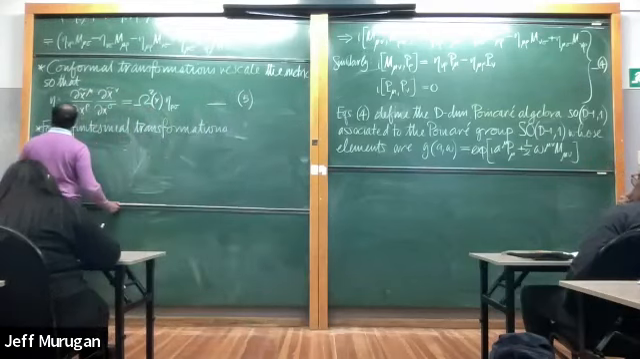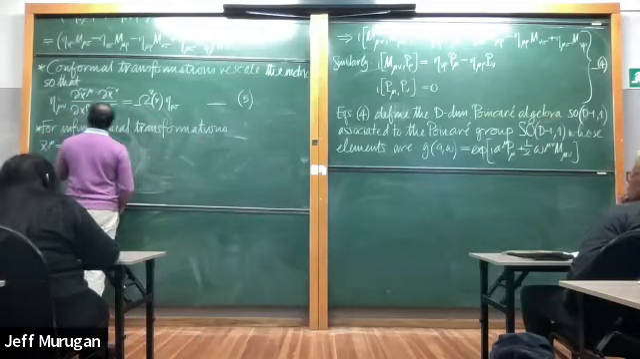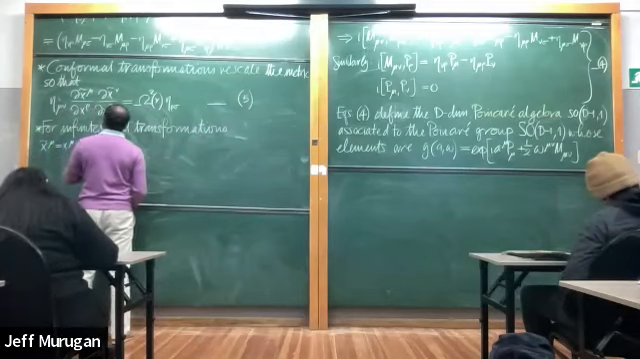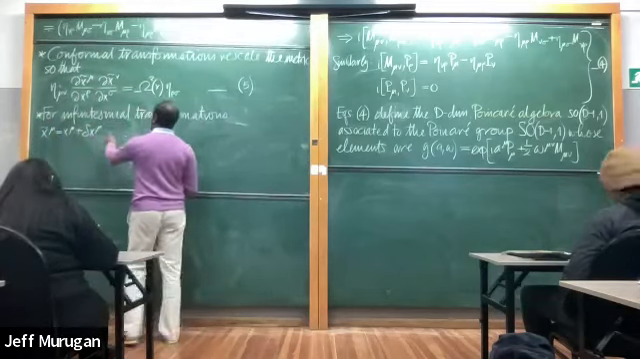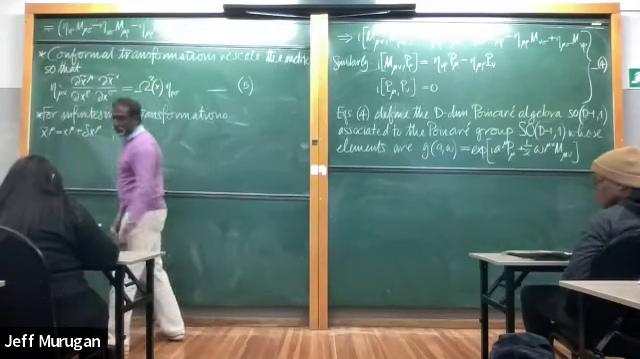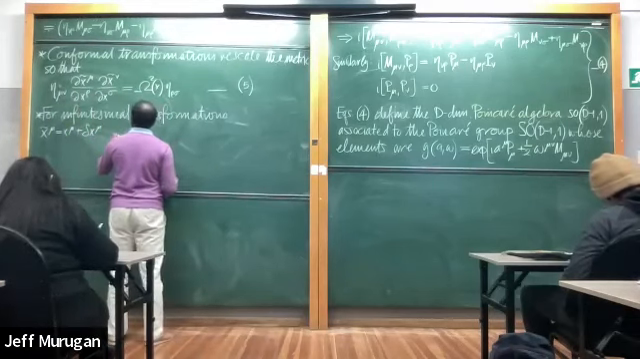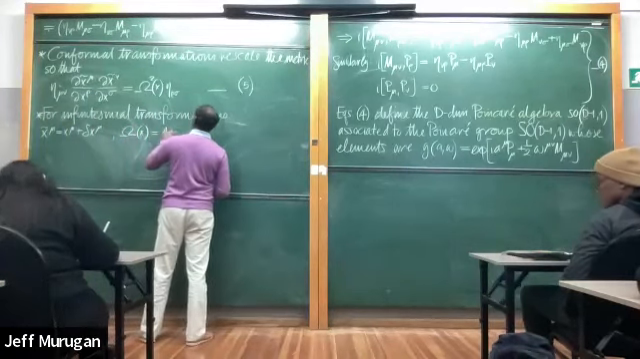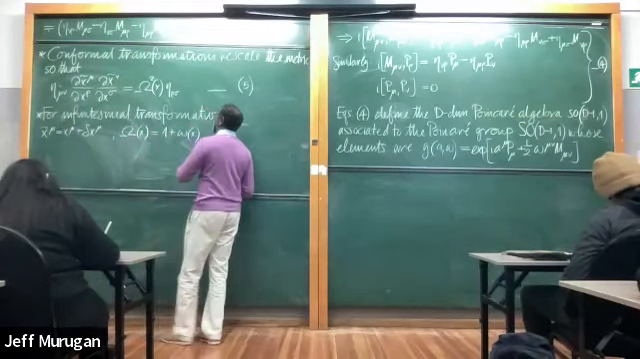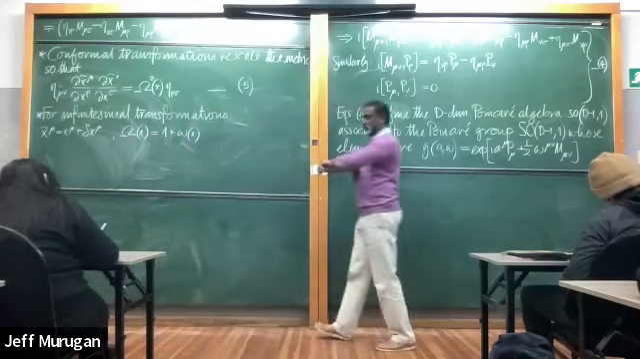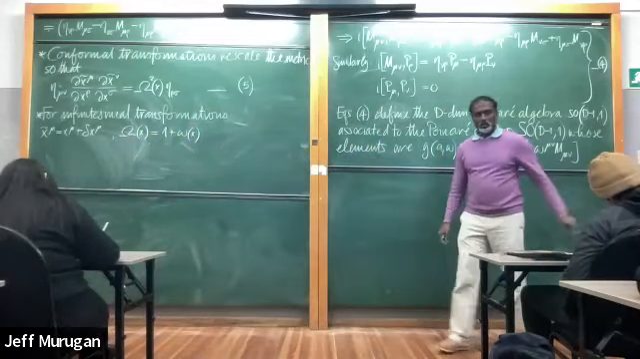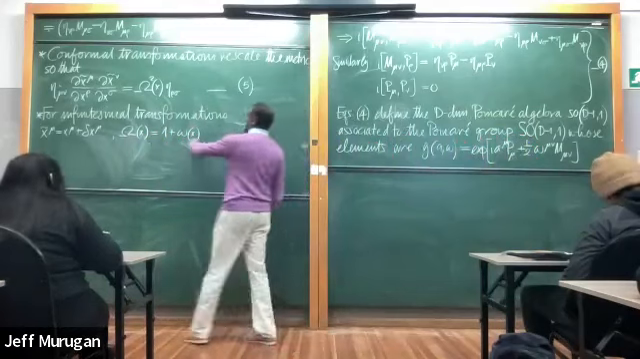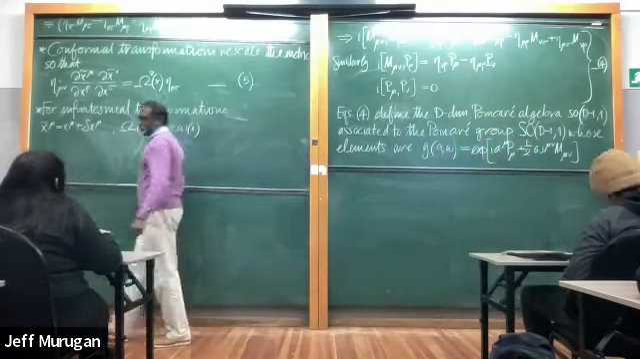x cubed tilde is x cubed plus delta x cubed, and we'll take omega as, say, 1 plus omega plus x. Okay. Now I take these and I plug it back into here.